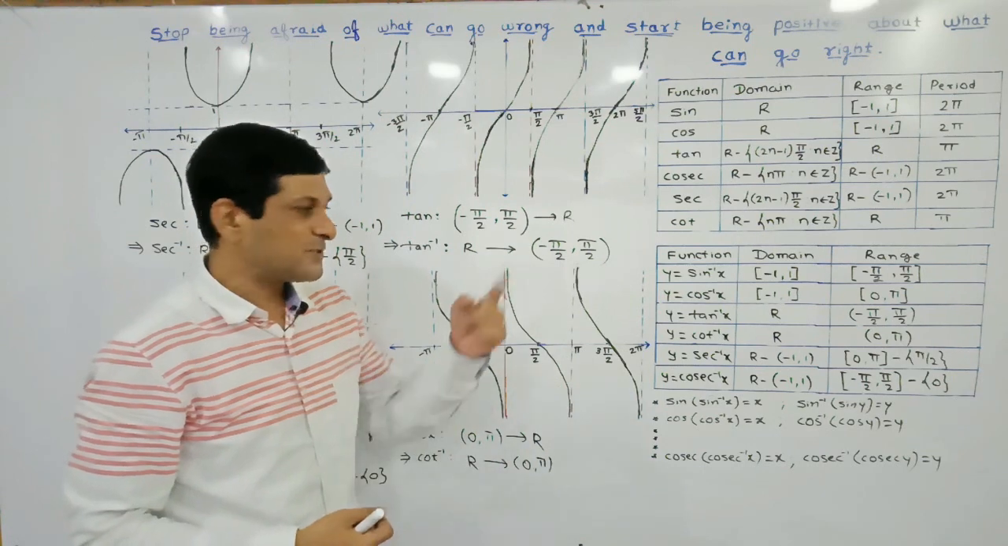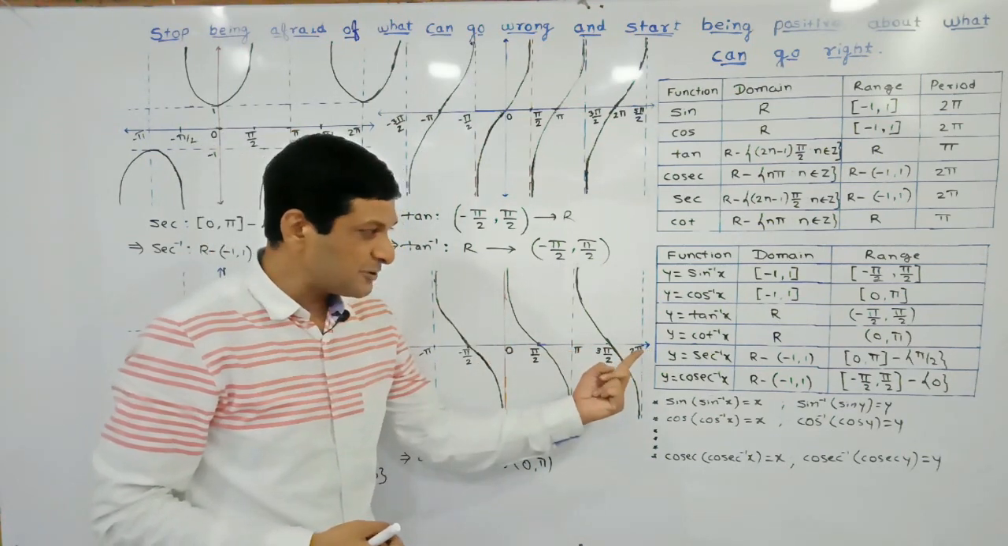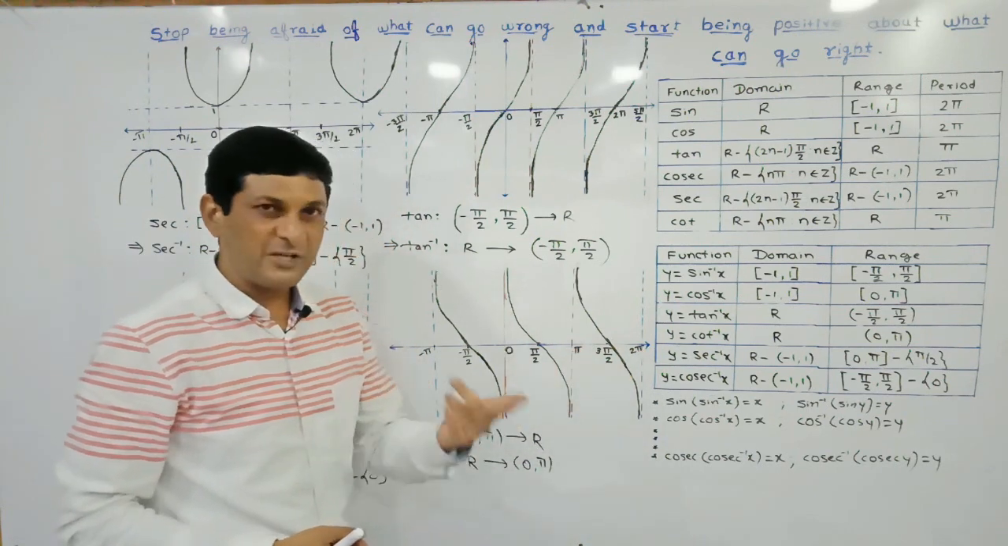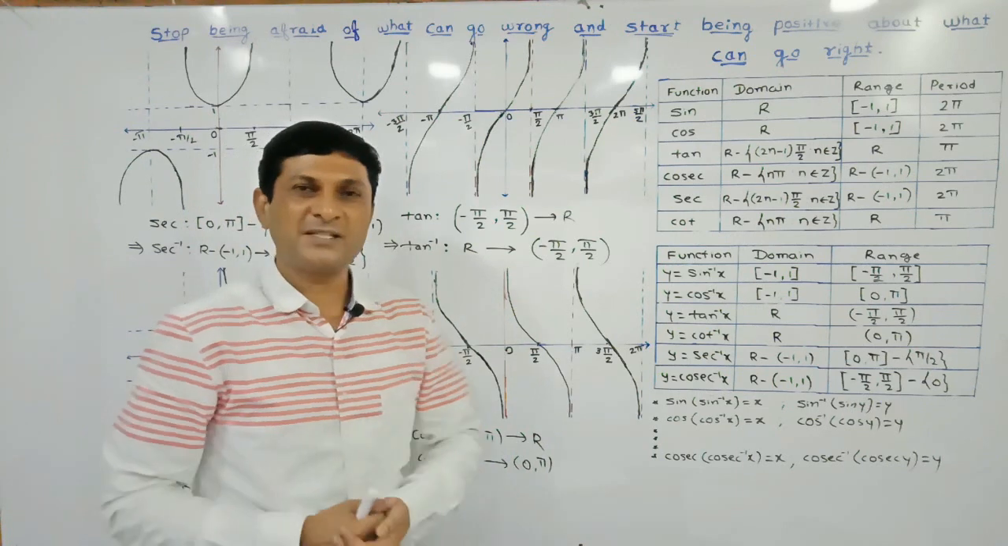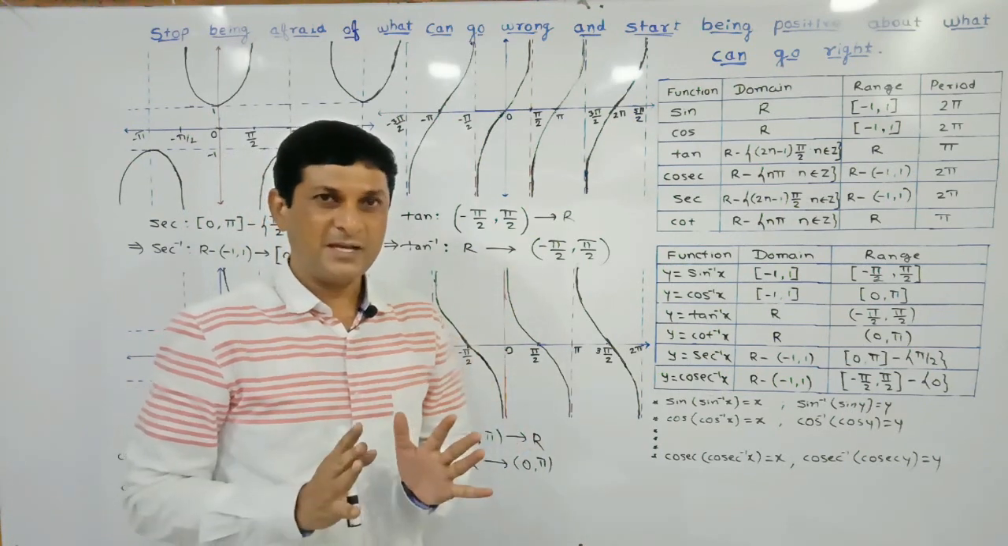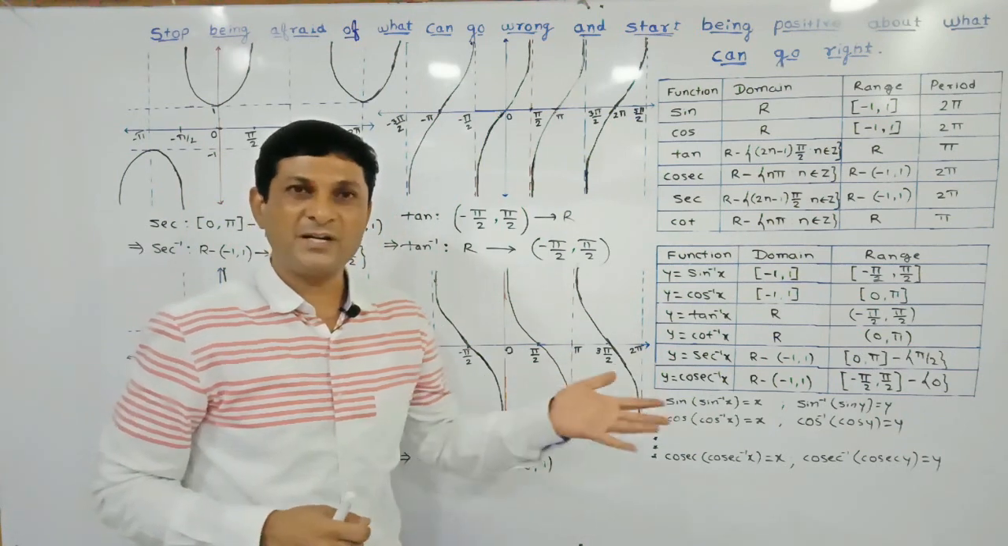And if you observe its period, its values are repeating after this fixed interval. What is the length of this interval? 2 pi minus pi is equal to pi. Here pi minus 0 is equal to pi. That's why the period of this function is pi. Now we'll focus on our important article.